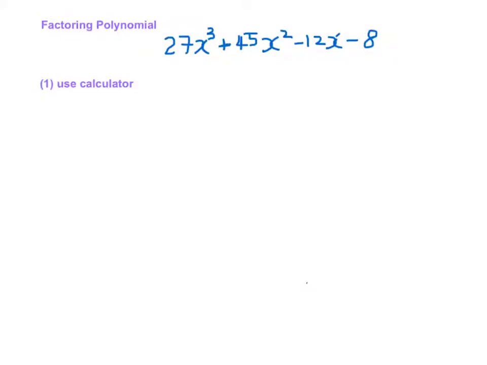In this video we will talk about a couple of techniques to use with the factorization of polynomials. Suppose we are given this polynomial: 27x cubed plus 45x squared minus 12x minus 8. The first technique is the use of a calculator.